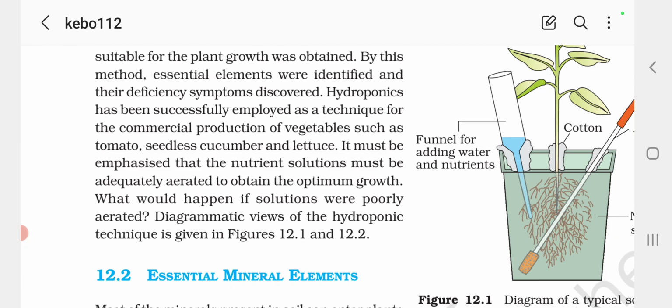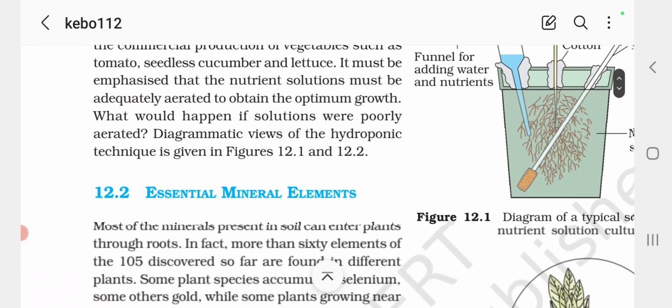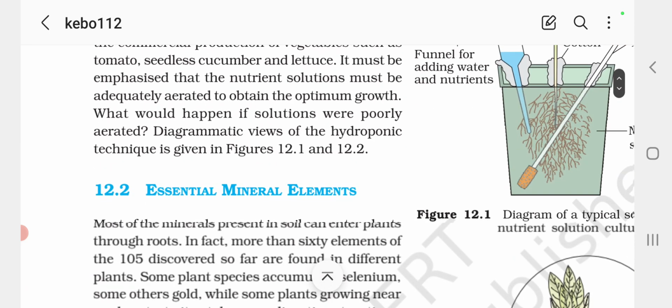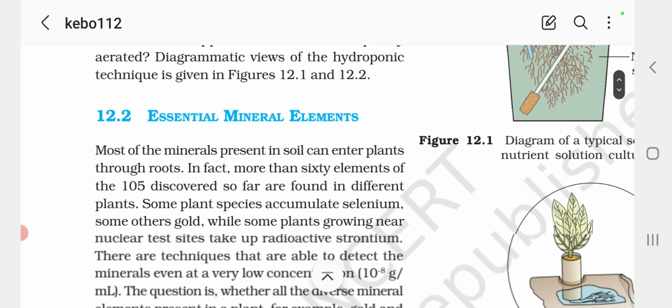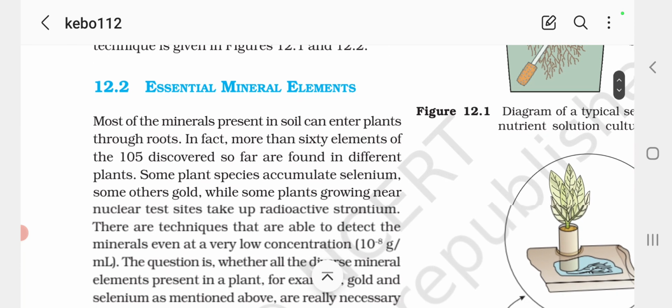Hydroponics has been successfully employed as a technique for the commercial production of vegetables such as tomato, seedless cucumber, and lettuce. It must be emphasized that the nutrient solution must be adequately aerated to obtain optimum growth. What would happen if solutions were poorly aerated? Diagrammatic views of the hydroponic technique are given in figures 12.1 and 12.2.